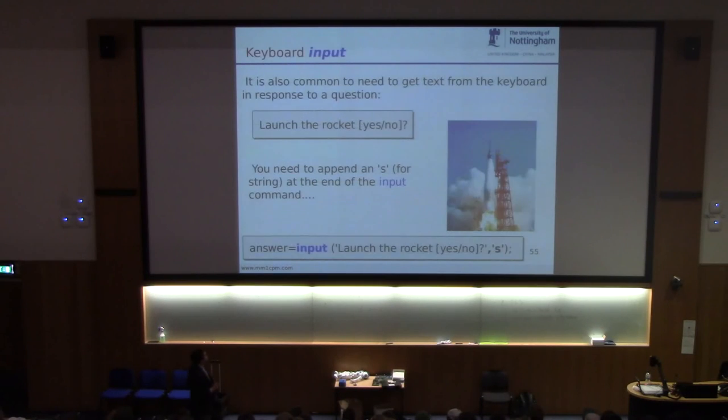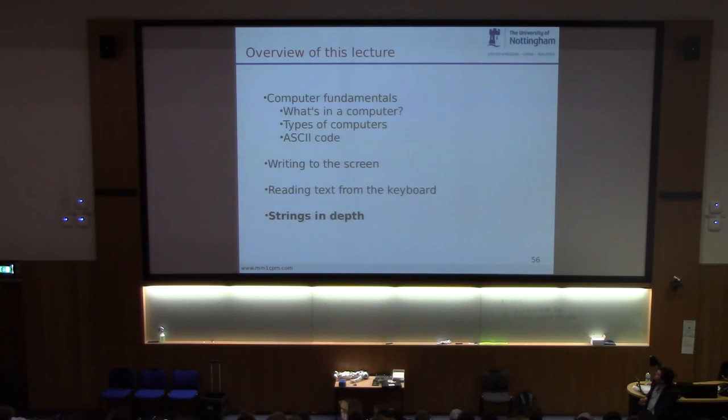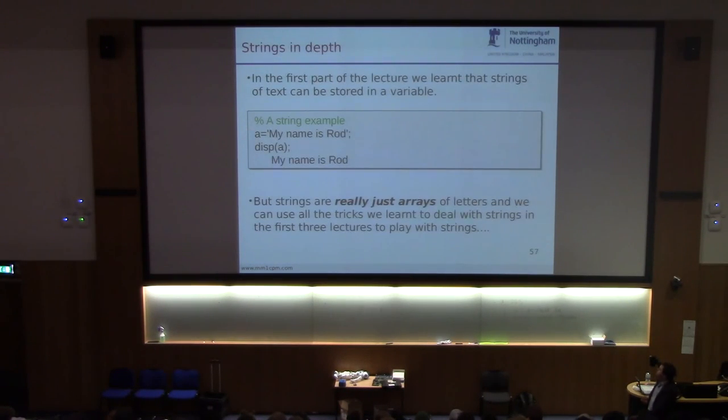The penultimate thing I want to tell you is, if you want to get text from the input command, all you need to do is put a single quote s, single quote at the end. And basically, this will get text rather than a number. And the last tip, this is actually the last tip now, is strings that are variables that contain text are just arrays, okay?